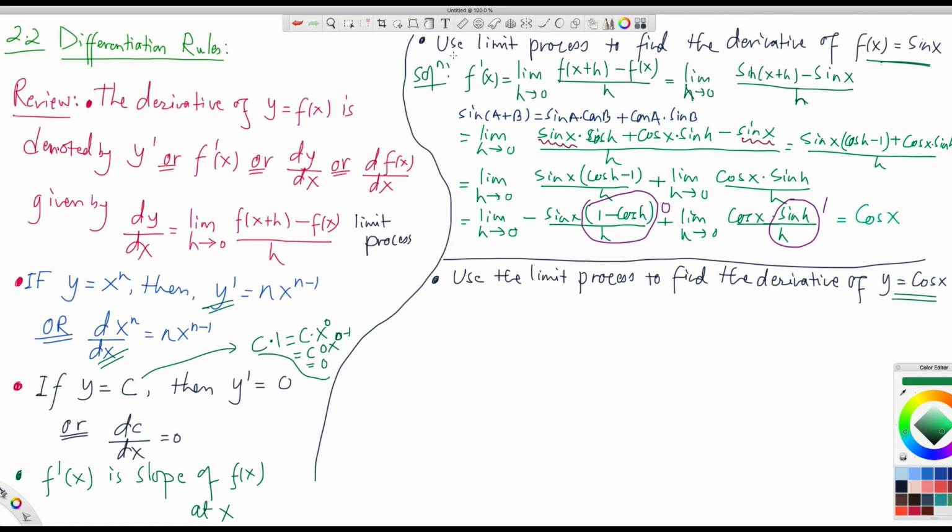So you see that the derivative of sine x is cosine x. If you want, you can write it this way too: d over dx of sine x equals cosine x. Because we were taking f of x equals sine x, and we got f prime of x equals cosine x. Another way of writing exactly the same thing is d over dx of sine x is equal to cosine of x.